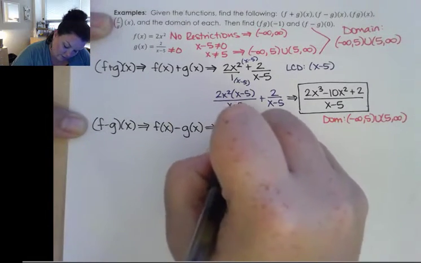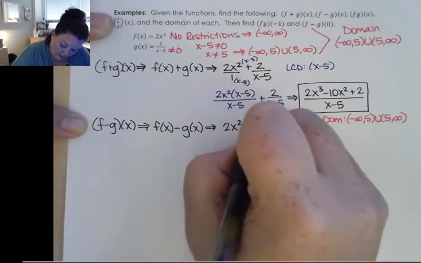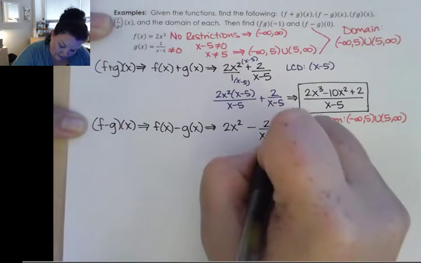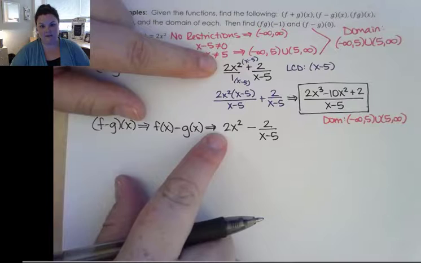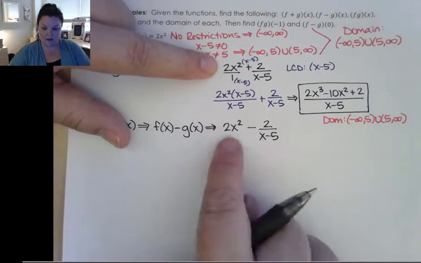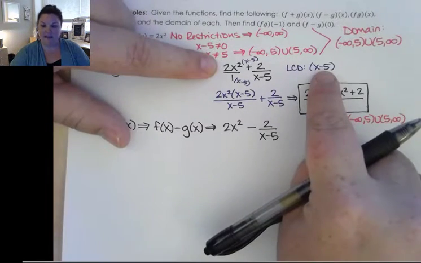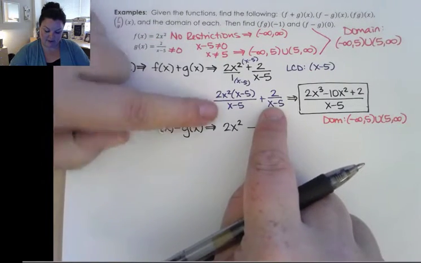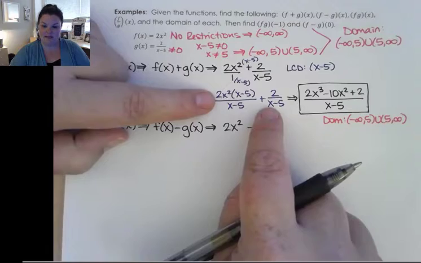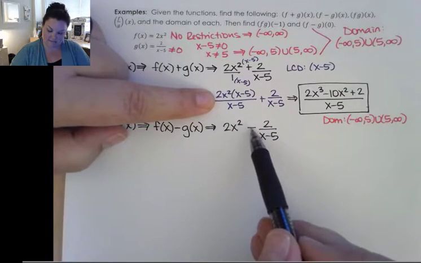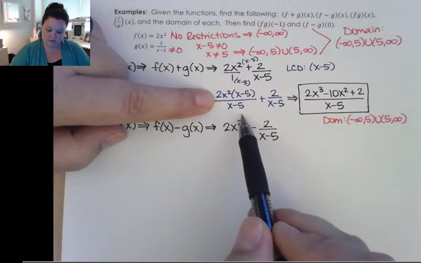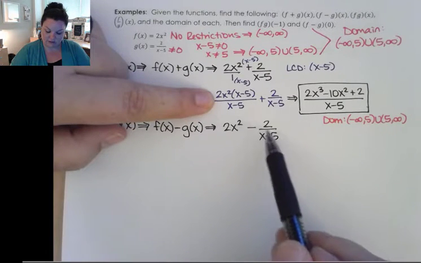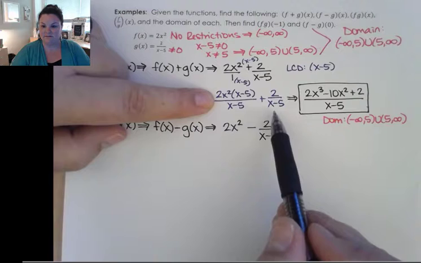So that's going to give me 2x squared minus 2 over x minus 5. And if you notice, these look very similar, right? I'm still going to need a common denominator. It's still going to be x minus 5. And so when I get them both over x minus 5, I should still get this same thing. The only difference here is that I'm subtracting. So I should get the same situation. The only difference is I'll be subtracting the 2 over x minus 5, right?